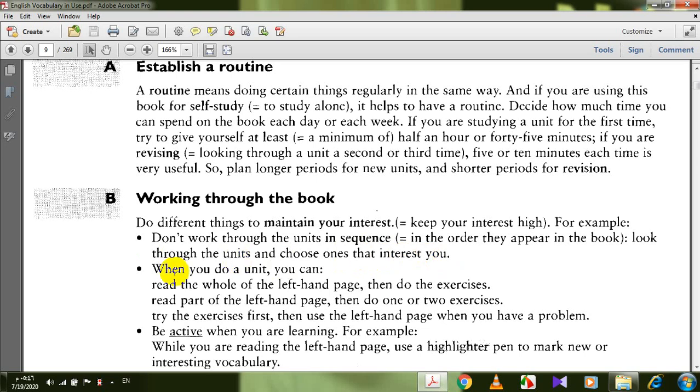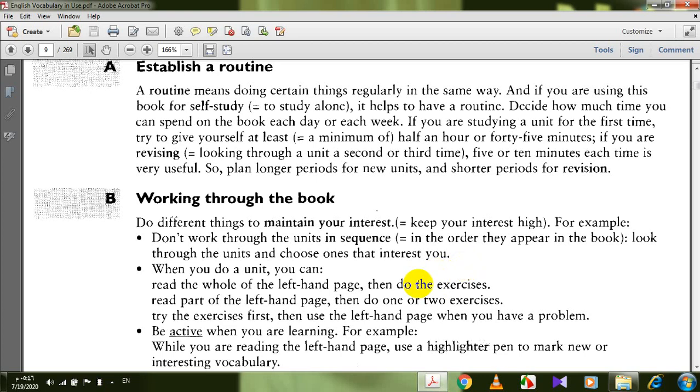This is the idea. 2, when you do a unit, you can read the whole of the left-hand page. The left-hand page is the page in which the new expressions, the new lesson, the new language is stated. Then do the exercises. Doing the exercises or doing the drills is very important. Why? Because it can help you check out your understanding and mastery of the lesson. So this is very important also.